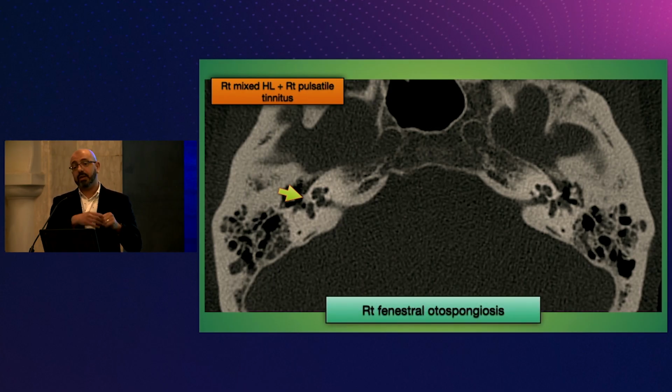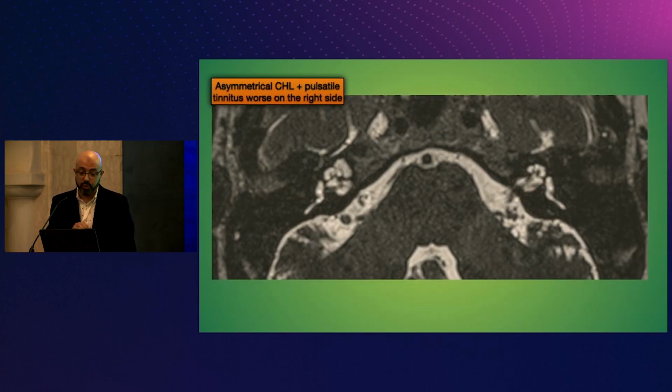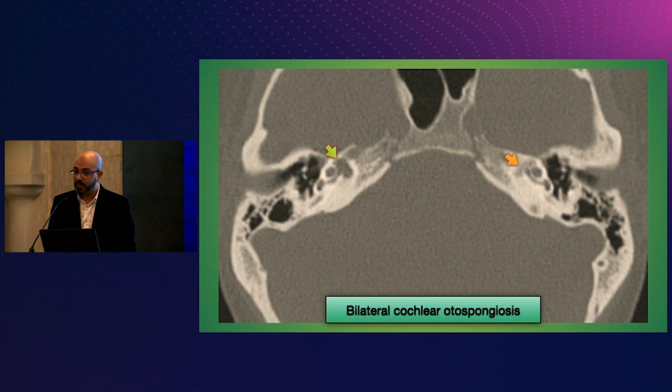So later on, the otospongiosis can spread and cause retrofenestral, which is the cochlear otospongiosis. And of course, in these cases, MRI will be able to help you. But let's see an example here. Patient with bilateral, but asymmetrical conductive hearing loss, pulsatile tinnitus worse on the right side. So MRI did show you the problem here on the right side, but can you see any problem on the left side? No. Even in retrospect, you can't spot the retrofenestral otospongiosis here. So CT was better in detecting that.